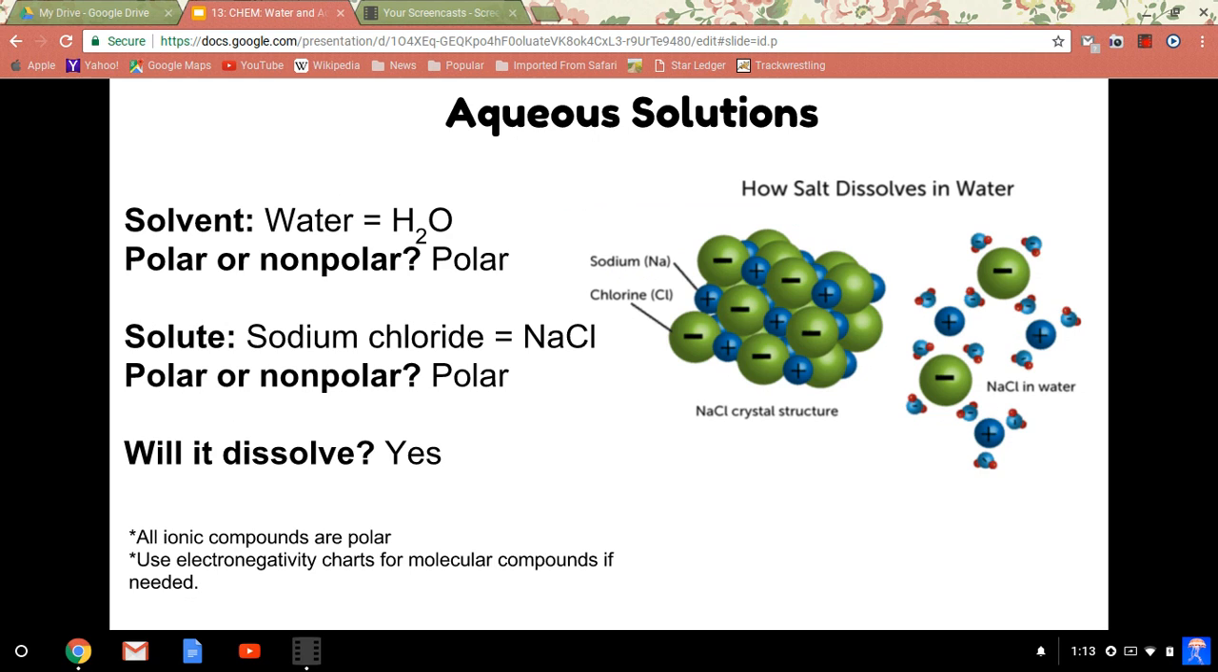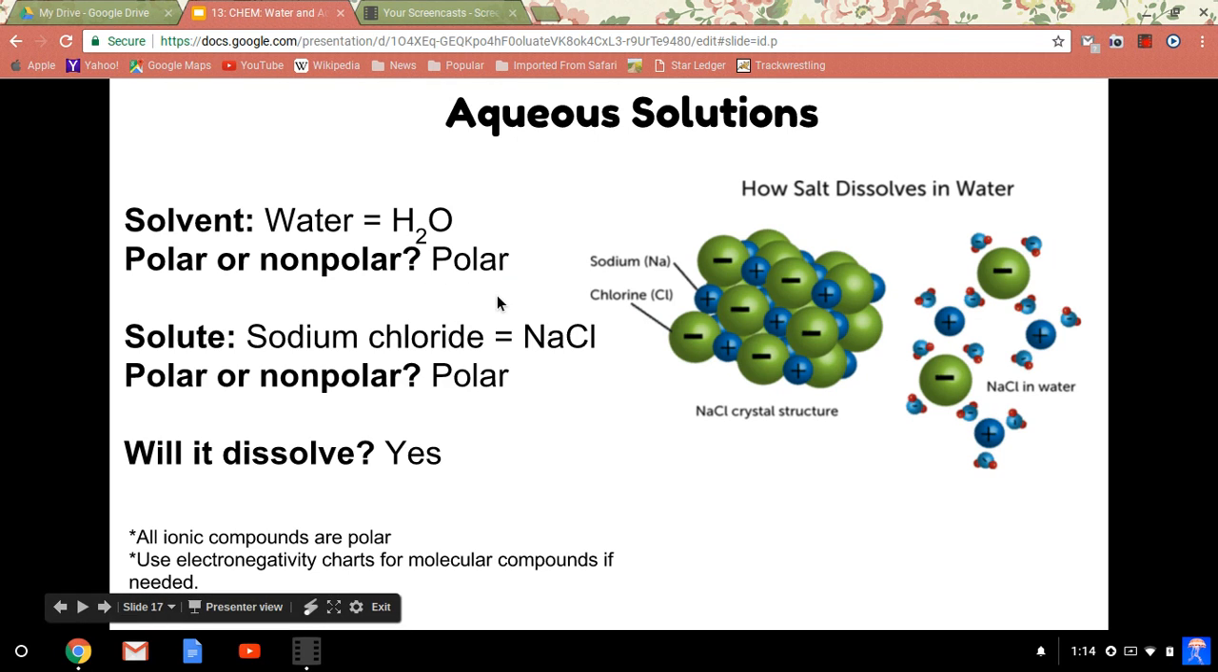All right, so let's try this one together. So we have water, H2O. You look at the electronegativity for hydrogen first. We have 2.1. And then you look at the electronegativity for oxygen, 3.5. So you're going to do 3.5 minus 2.1. And when you compare it to your electronegativity difference chart, you get a difference that puts you in that polar covalent bond range. So it is a polar molecule.